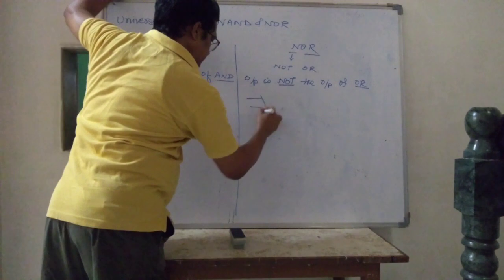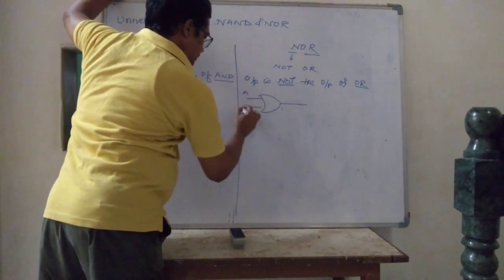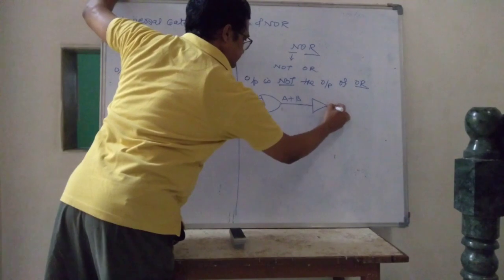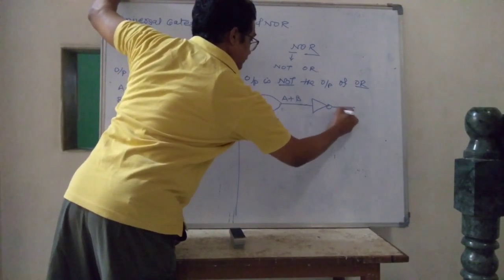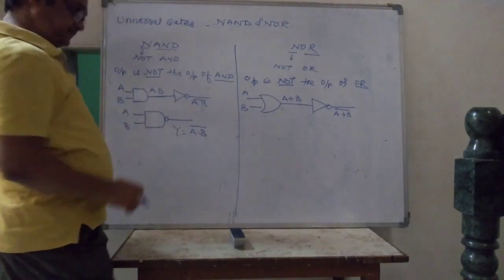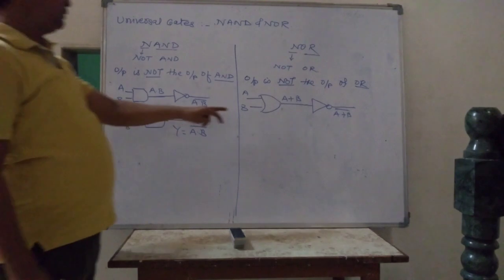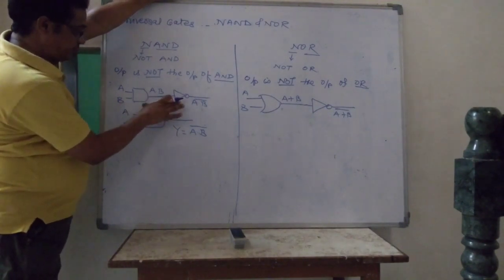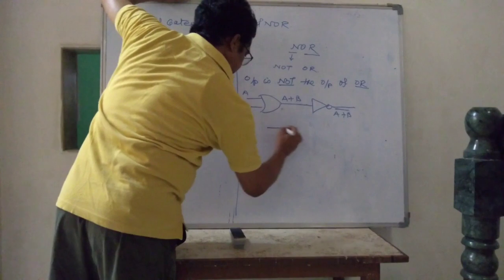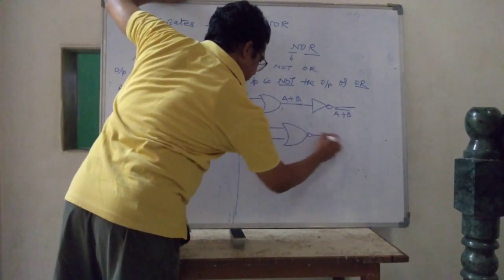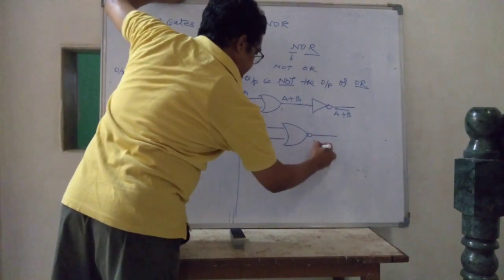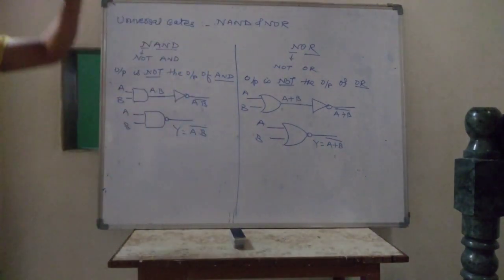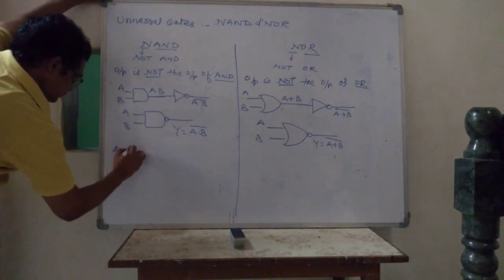Here, OR. The output of OR, as we have studied in the above article, is A plus B, and the complement of it is the output of NOR. So this is the symbol of NOR. These two are combined, and a bubble is put here. That is NOT. The output is not the output of OR. So A, B.